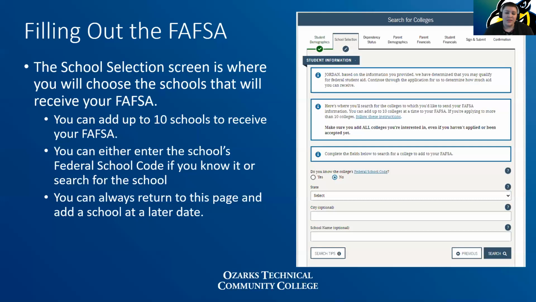When you enter a school, you can enter the school's federal school code, which you may or may not know. Most students don't know what the federal school code is, so you can look it up. It's fairly simple. You can put in the city and state, or the school name itself, and do a quick search, and it will pull up those schools. Something else to note, you can always return to this page. You can always log back into the FAFSA and add a school at a later date. So if you put OTC first or MSU first and you realize, oh, I'm going to end up going to Mizzou, you can go back in at any point and add them to your FAFSA.